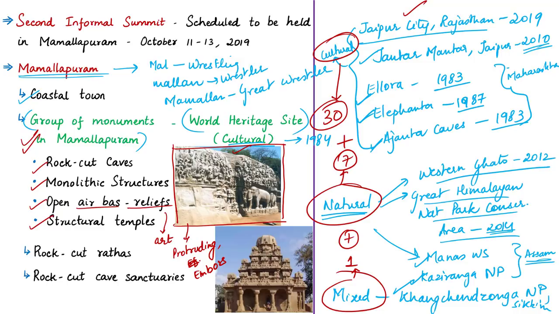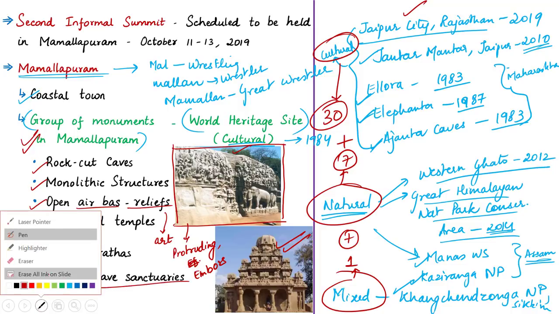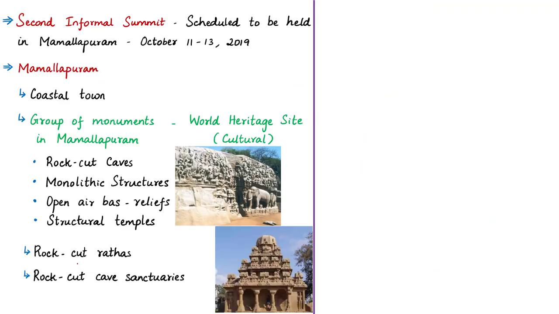The place is known especially for its radhas. There are 5 rock cut radhas in the southern end of Mahabalipuram. Collectively, these 5 rock cut radhas are called the 5 radhas. Here, when we say radhas, we are referring to the temples that are in the form of chariots, as you can see in this picture. Then Mahabalipuram is also known for mandapas, which are rock cut cave sanctuaries. We can also see giant open air bas reliefs. For example, one of the famous open air reliefs is the descent of the Ganges.